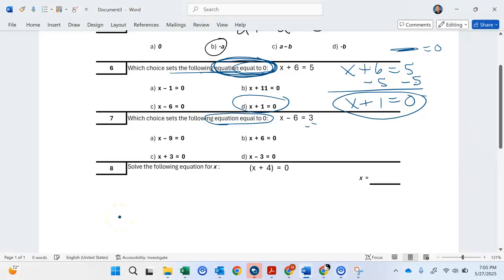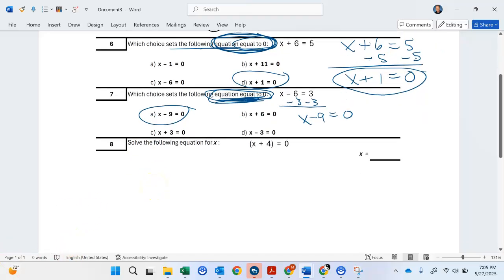So now we want the right side, so we have to subtract 3, and we get x, and then this is minus 9 equals 0. So that is going to be a. Again, we want the equation equal to 0. We're not solving for x. We're solving for an equation equal to 0.